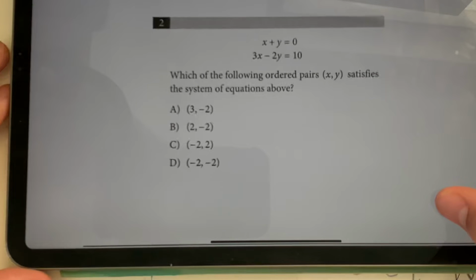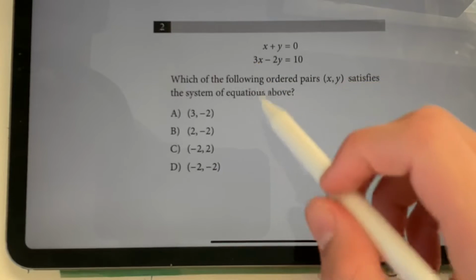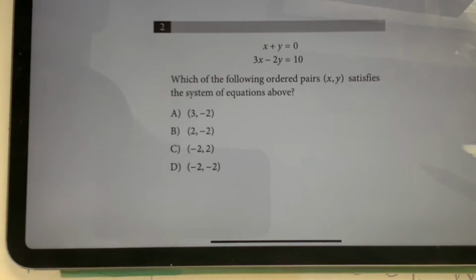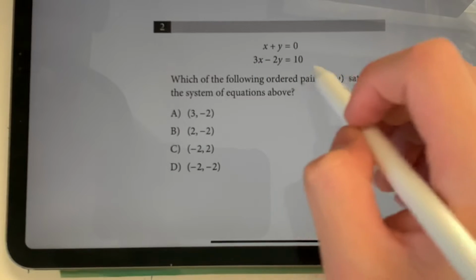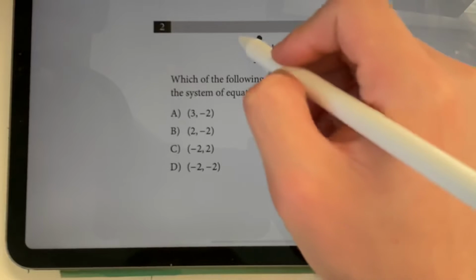Now, lastly, we have this question right here, which I can clearly tell is going to be a systems of equations. So, question 2. Which of the following ordered pairs x, y satisfies the systems of equations above? Right, so what are we going to use? We're probably going to use something called elimination, right? I want the x's and the x's to align on both equations. Now, how do we get from x to 3x? I could just multiply this equation by 3.